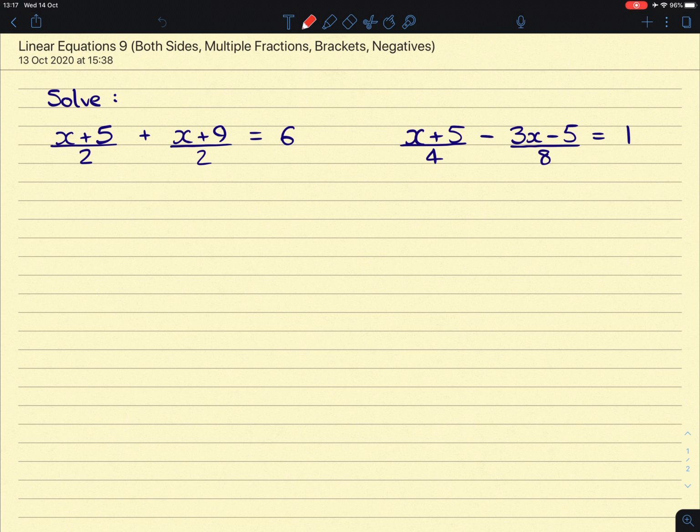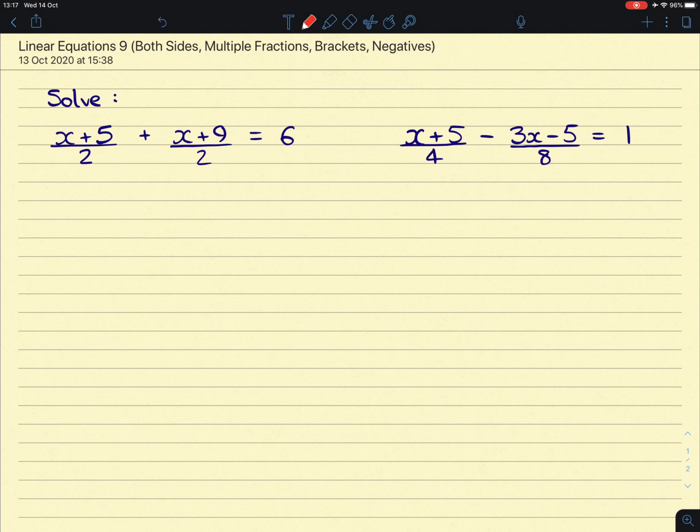In this video, we're going to be solving equations where we have variables on both sides, multiple different fractions, and we will end up with, or can start with, brackets and negatives as usual. So here, the main thing that makes this difficult is the fact that we have multiple fractions. Now, of course, these are both over 2s, so that makes life easier, but those fractions are still a problem. We need to get rid of them straight away.